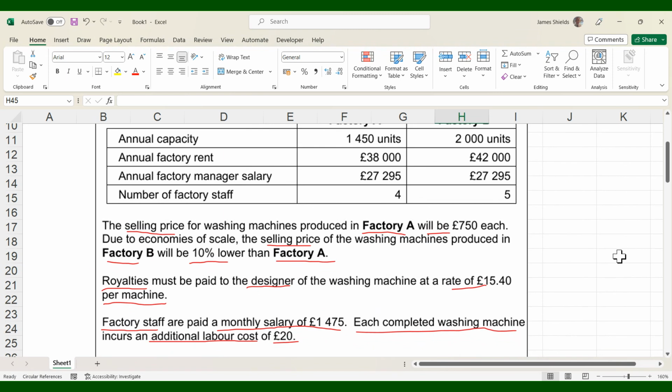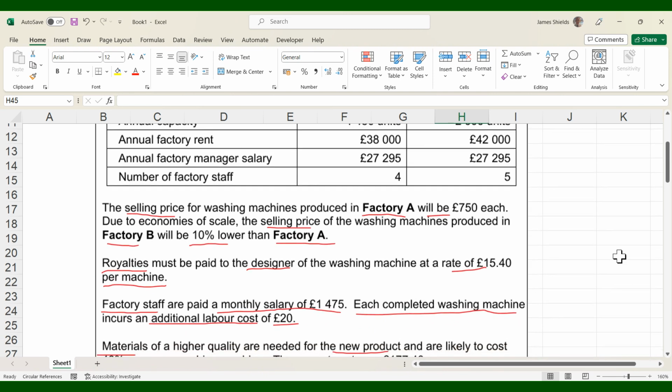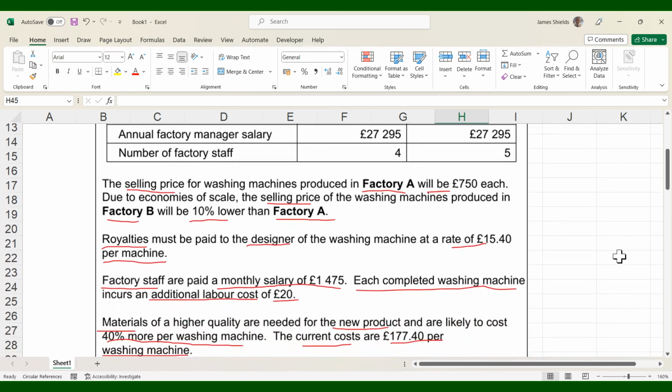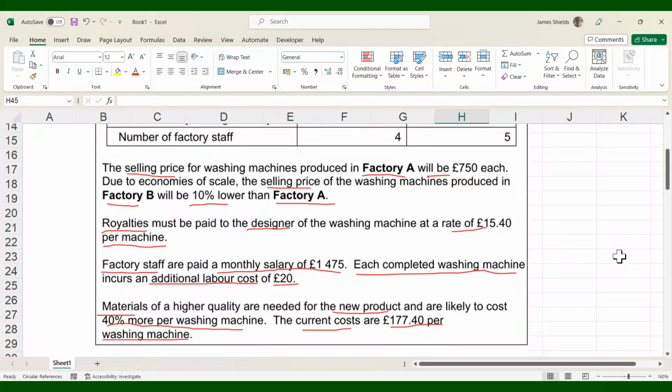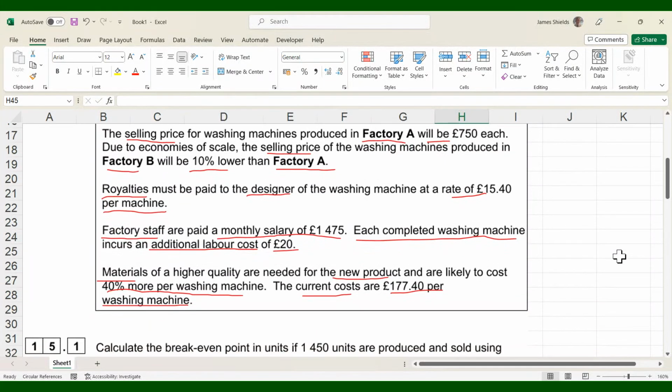The royalties must be paid to the designer of the washing machine at a rate of £15.40 per machine. Factory staff are paid at a monthly salary of £1,475, and each completed washing machine incurs an additional labour cost of £20. Now, finally, we're given that materials of a higher quality are needed for the new product, and they're likely to cost 40% more per washing machine. Now, the current costs are £177.40 per washing machine.